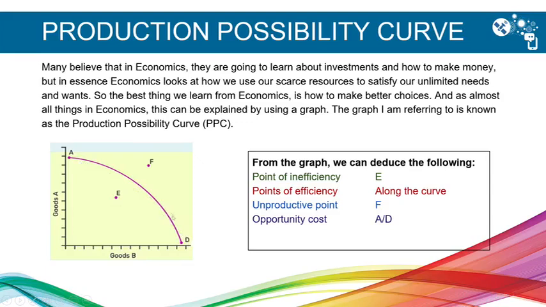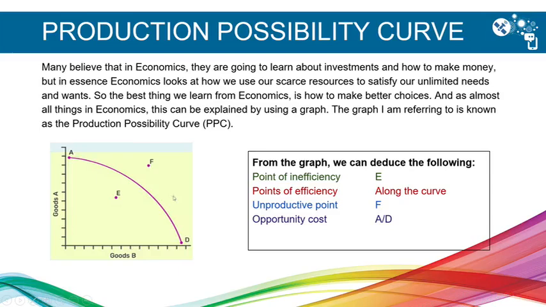And that would be known as productive inefficiency, because you're not using all of your factors of production efficiently. And then you also have point F, which is now outside the realm of your resources. So there you cannot produce. So that is known as your unproductive point.